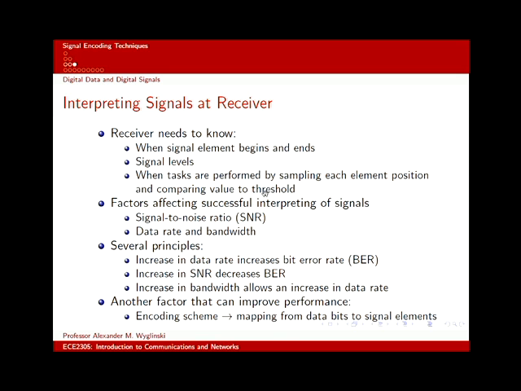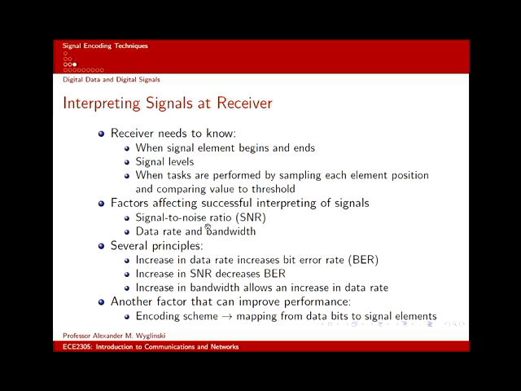Now, factors that affect the successful interpretation of these signals, because the receiver, what it's trying to do is trying to guess what the transmitter is sending, right? So you're trying to give it every possible edge in order to be able to successfully determine what was sent. So the first one, signal noise ratio, and this should be a no-brainer. Because suppose you have a lot of noise present in the transmission medium, it's going to hide, it's going to obfuscate, it's going to mess up the received signal. It's going to make it much harder for the receiver to determine what was sent. So we always want higher signal to noise ratio.